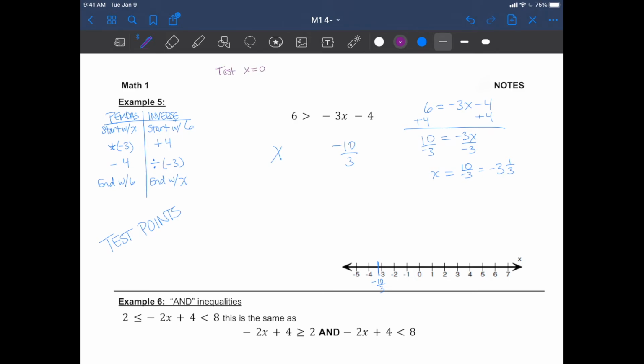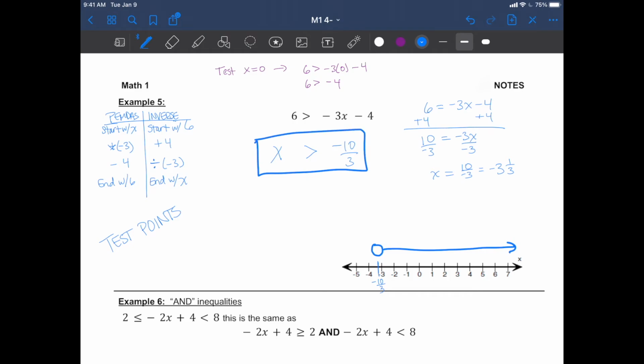X equals 0. That means 6 is greater than negative 3 times 0 minus 4. 6 is greater than negative 4. That is actually true. So I always shade the side that is true. So I'm going to put an open circle here because it is originally this symbol, which does not include the or equal to part. And then I'm going to go ahead and graph to the right. And what this says is that x is greater than negative 10 thirds. This is my final answer, and I'm done.